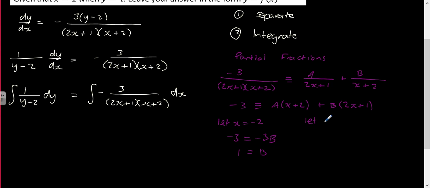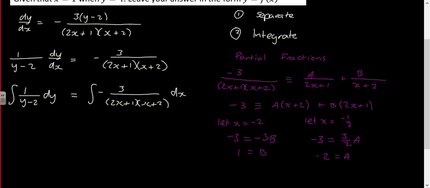We'll let x equal minus 1/2. So we've got minus 3 equals minus 1/2 plus 2 is 3/2. And that's right, isn't it? Minus 1/2, 1 plus 2, yep, minus 2, sorry, 3/2. So minus 2 equals a.